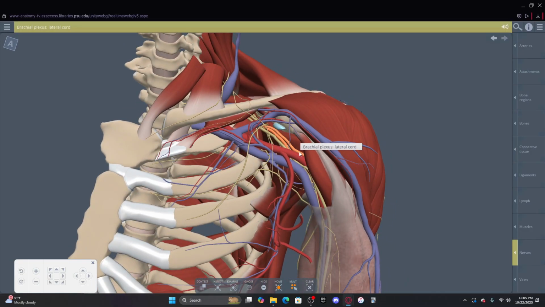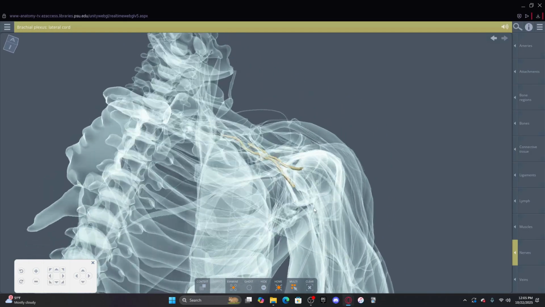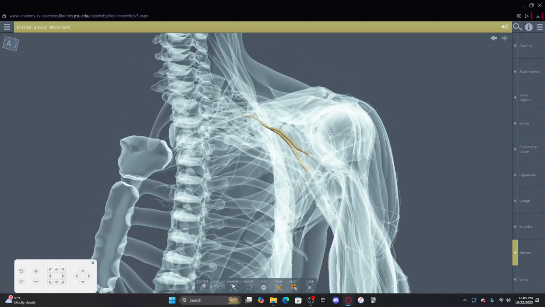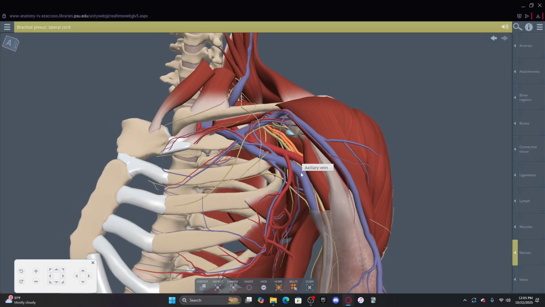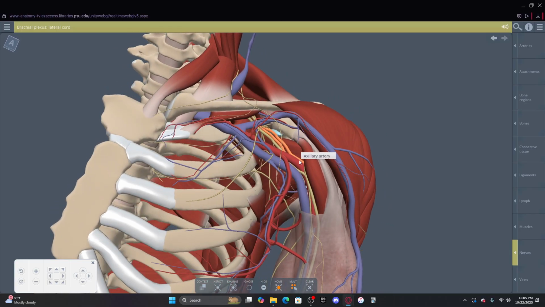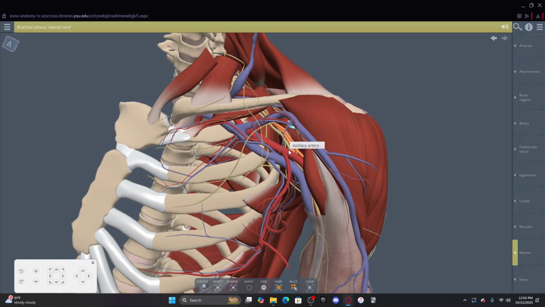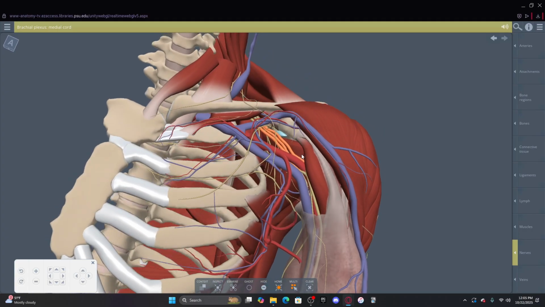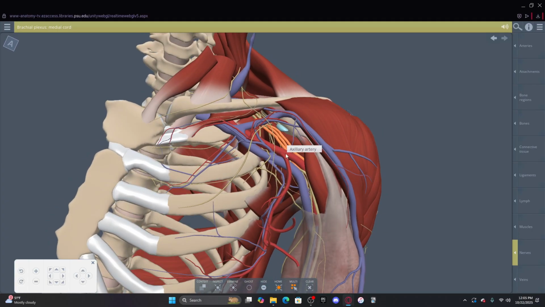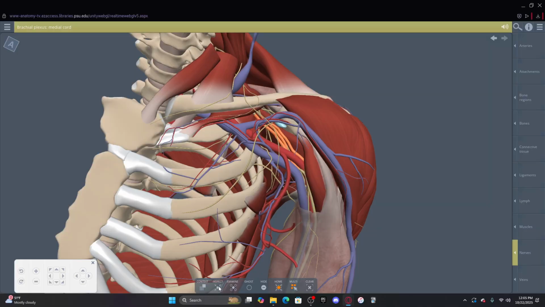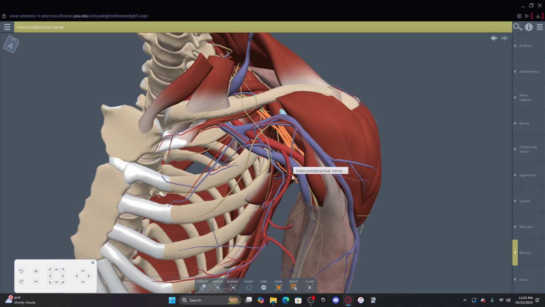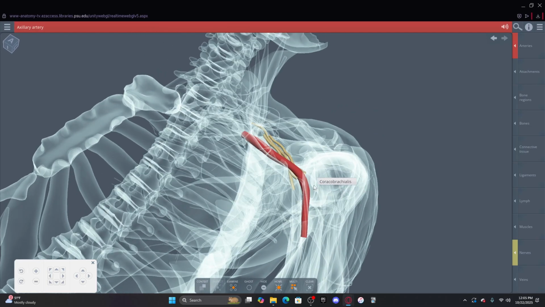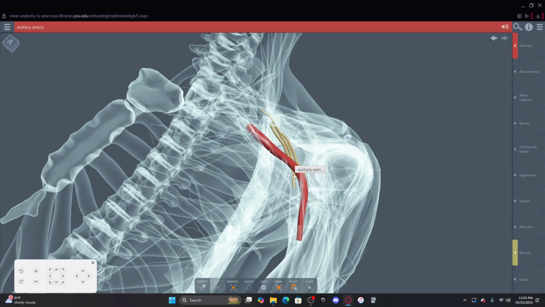All right, we went over our lateral cord, so we can see that lateral cord. We can see it's lateral to the axillary artery, and then we have our medial cord. Medial cord, medial to the axillary artery. Let me press the axillary artery so we can see that a little bit better. All right, so lateral, medial, posterior.